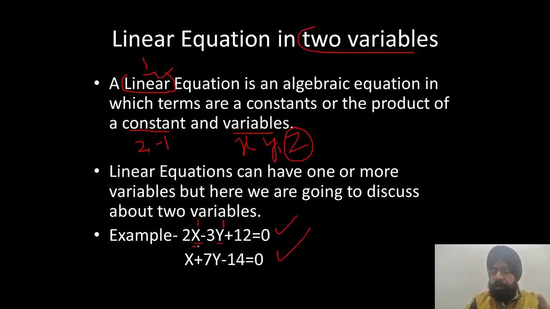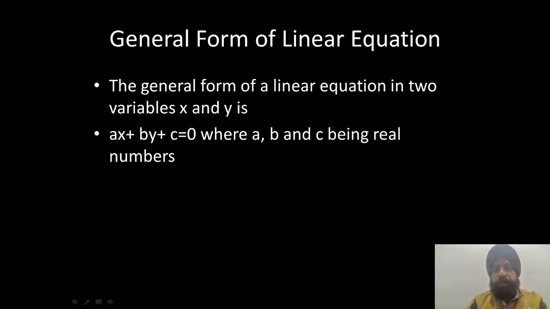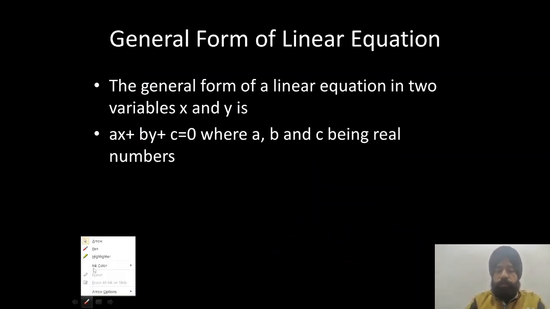It means for our linear equation, we are going to mention only two variables. For example, x plus y plus z equals 2. This is a linear equation in three variables, but in this video I'm going to talk about only two variables. I hope you all get it.